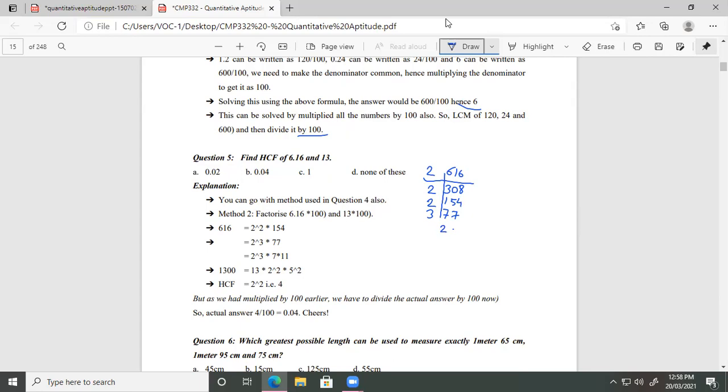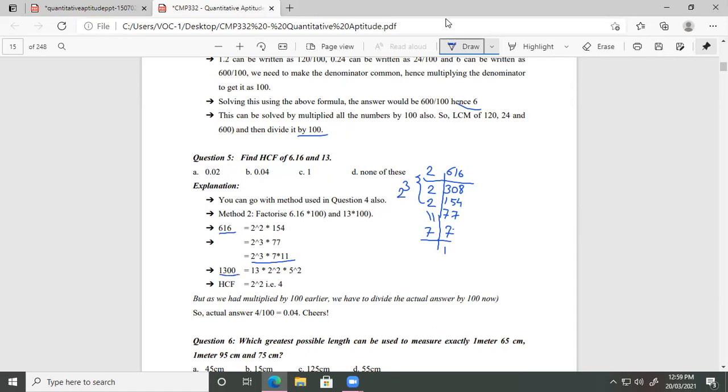No, we will divide it by 11. 77 is divided by 11, which gives 7, and 7 divided by 7 is 1. So 2 raised to 3 into 11 and into 7. These are the factors of 616.